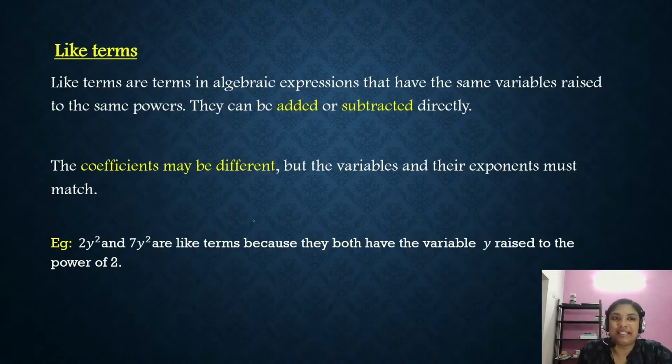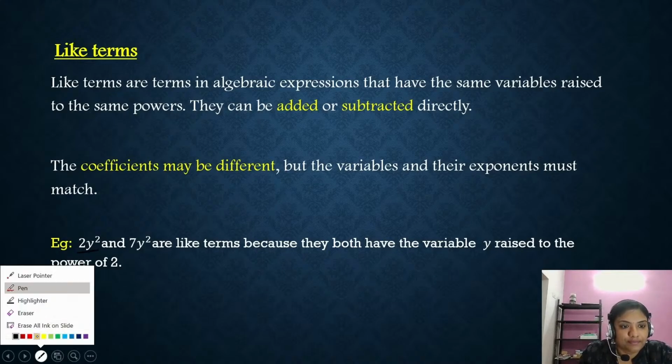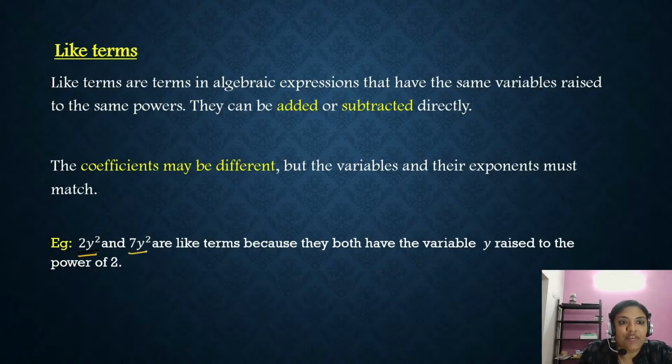Now, like terms. Okay, next topic is like terms. Like terms are terms in algebraic expressions that have the same variables raised to the same powers. Okay, so that means, see, 2y square and 7y squared. Here the variable is y and it is raised to the same power, right? y square, y square. So these two are like terms.